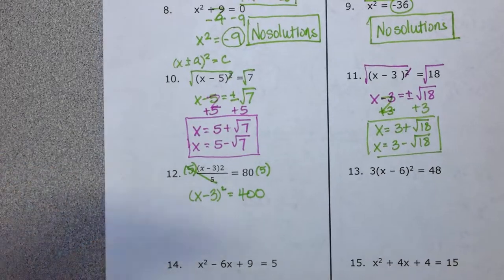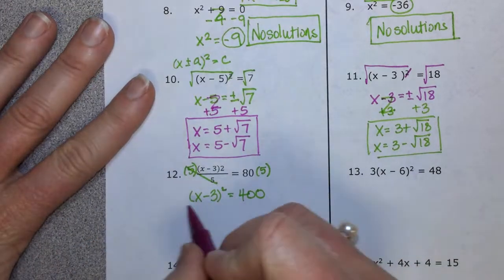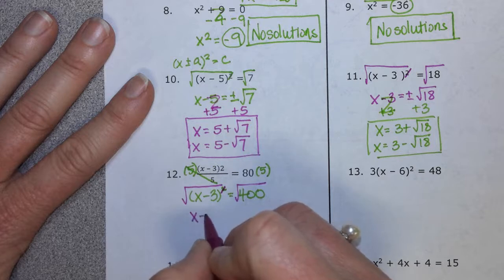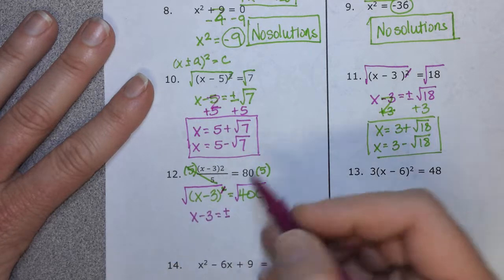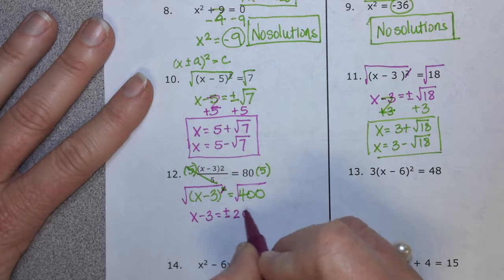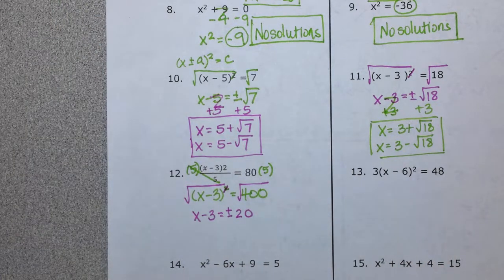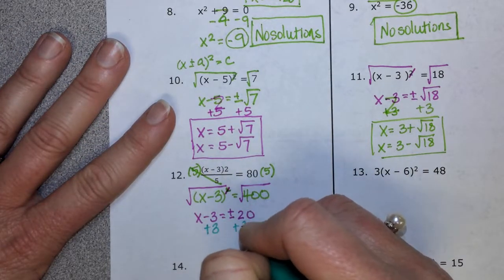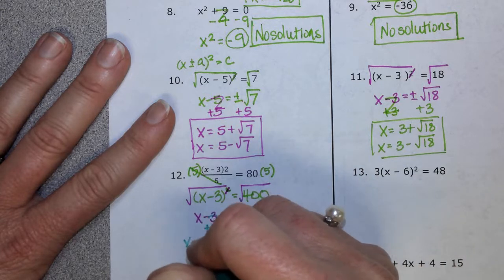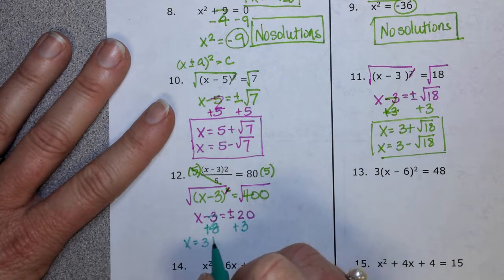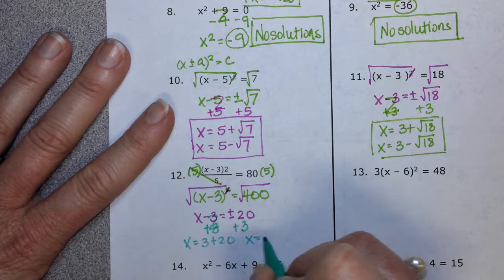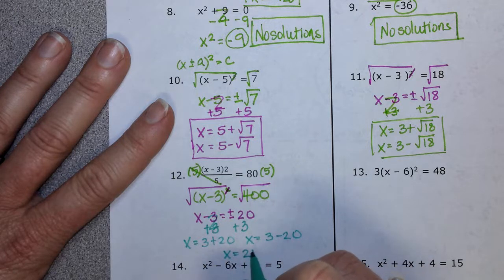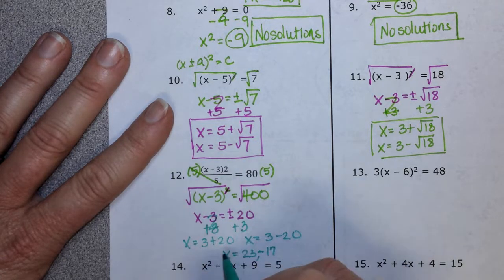And now I have it set up in the way I need to, so I can do the square root method. So I'll square root each side, and that's going to cancel this. So I would have x minus 3 equals plus minus, and the square root of 400 is 20. Okay, and now to solve for x, we just need to add 3 to both sides. So I'm going to have x equals 3 plus 20, and then x equals 3 minus 20. Therefore, my solutions are x equals 23 and x equals negative 17.